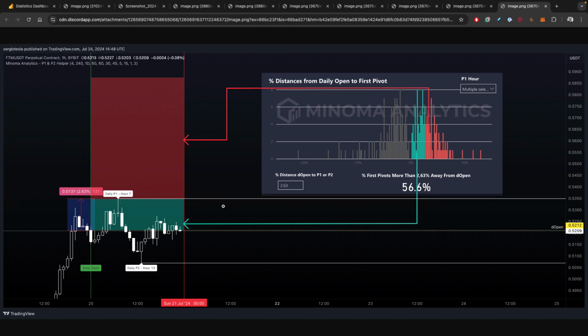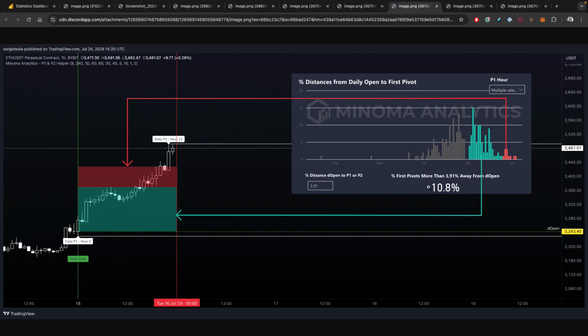So now we have seen in multiple examples, for example, this is a low percentage, right? Only 10.8% of days have a P1 further away than 3.98%. Now, what a lot of people do is say, okay, well, because this is a low percentage, it means there's a low chance of a P1, P2 flip. What they then do is say, well, then it must be that if it's high, there must be a high chance of a P1, P2 flip. And this is not exactly correct.